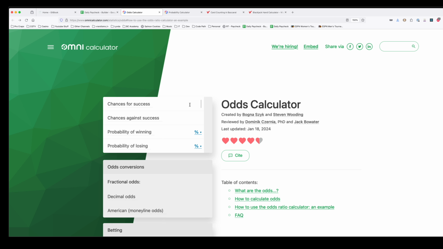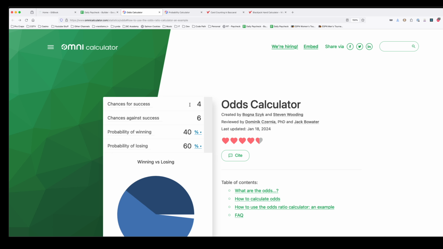Let's do the 4, or I'm sorry, the 5. There are 4 ways to roll a 5. There are 6 ways to roll a 7, which means you've got a 40% chance of winning. You're a 6 to 4 underdog. The odds bet pays 3 to 2 because you're a 6 to 4 dog, but you actually only have a 40% chance of winning, which is interesting, right?